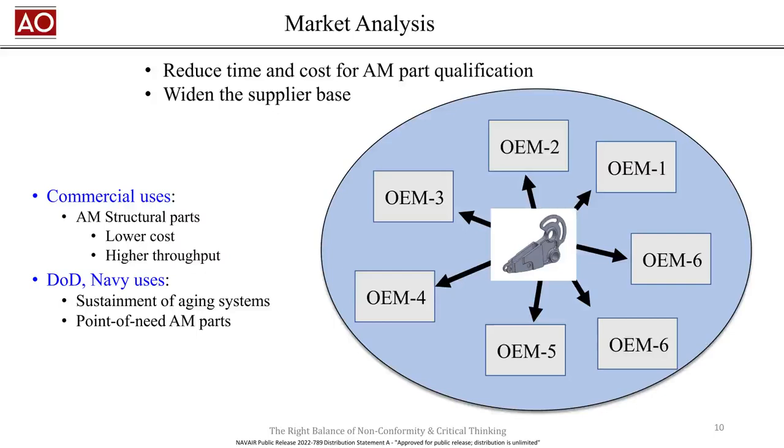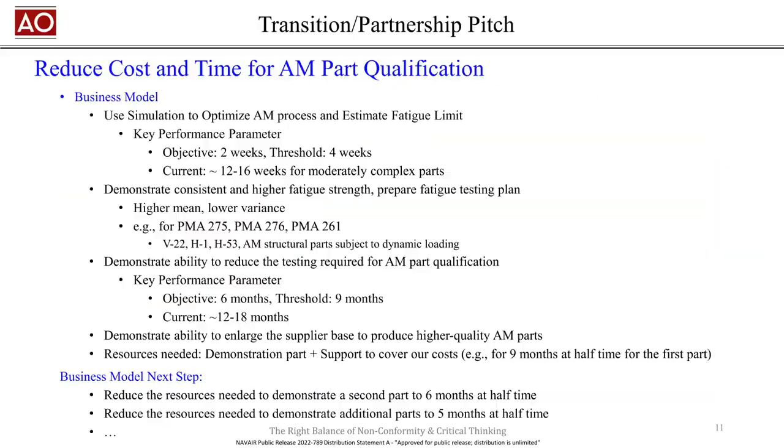Thus, our solution can map AM process parameters from one machine to another. This is due to the method used to design the AM process parameters. This is useful to widen the supplier base and reduce costs for AM through market competition. And also, the science data is useful to support machine qualification.